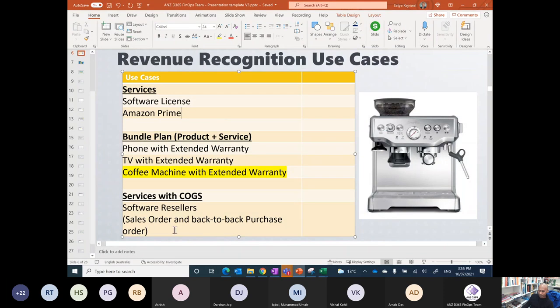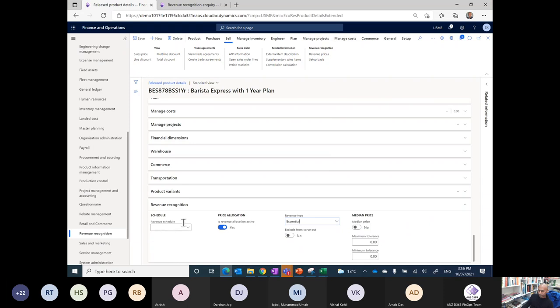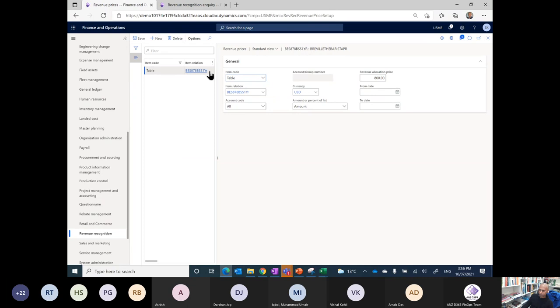Like one of our clients used this as well. This gets a little bit more complicated because you're using the COGS as well, and generally for services you don't use COGS. But because it was a software reseller, they were creating back-to-back purchase orders, so COGS was in the picture. So these are the new options here, and fair market value is also set up on the product master, under revenue prices. So again, everything is on the product master.